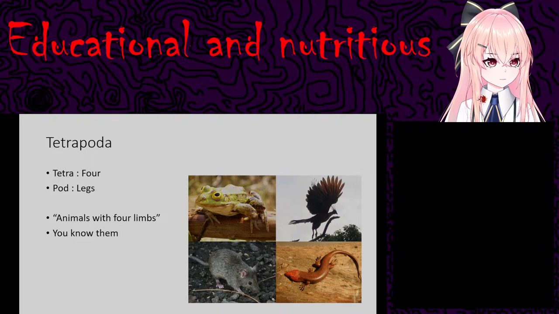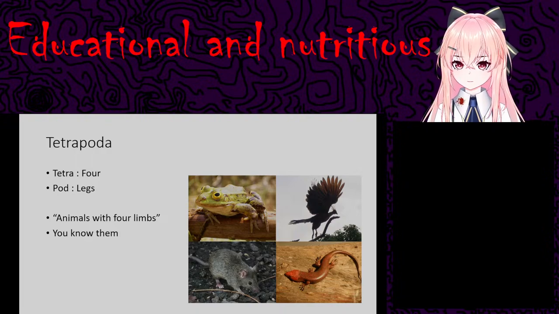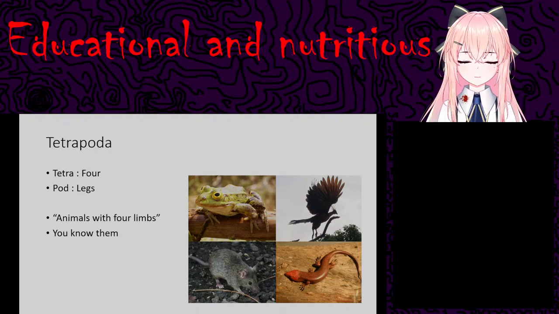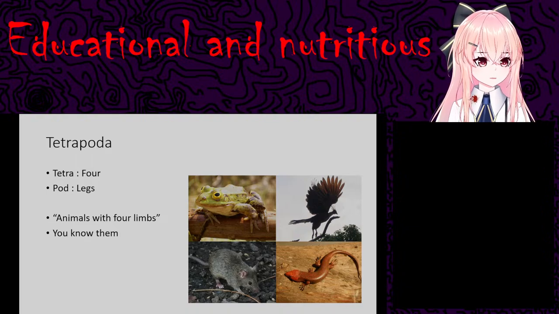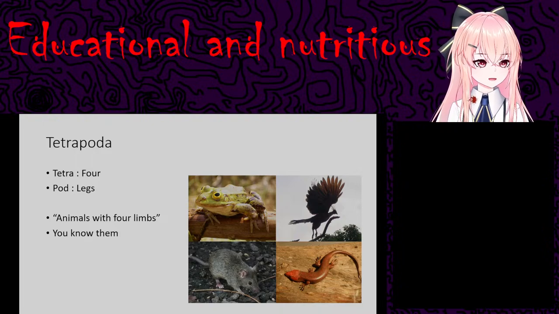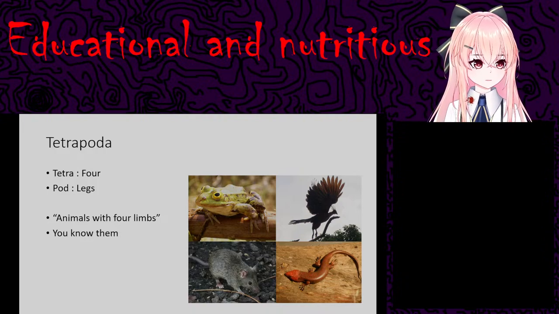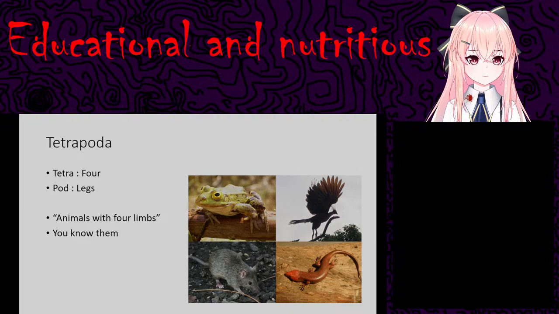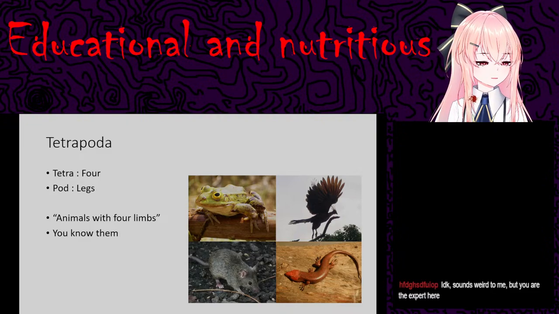Let's just forget about the fish part for now. They're animals with four legs. Sometimes less than four legs, but they're defined by the ancestral characteristic of having four legs. That's it. And the vertebrates. Vertebrates with four legs. I don't know, sounds weird to me, but you are the expert here.